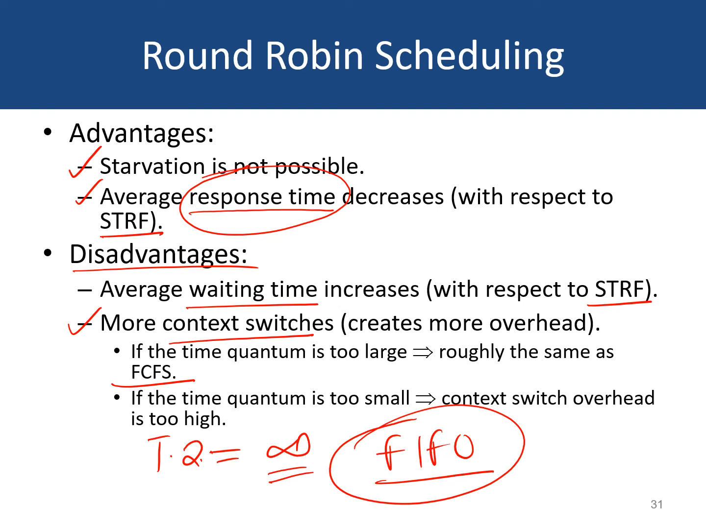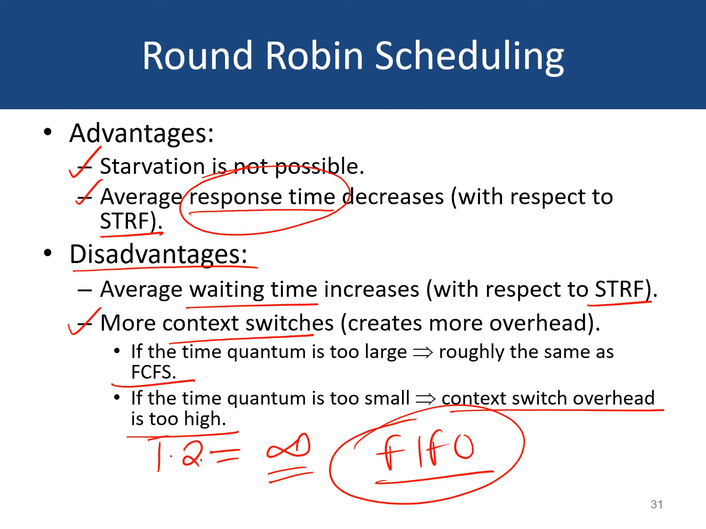On the other hand, if we choose a very small time quantum, maybe 1 millisecond or shorter, there would be a lot of context switches, because most of the processes will not be able to finish within one time quantum, which means the context switch overhead would be too high. Based on this discussion, you would note that it is important to carefully choose the size of the time quantum in the round robin scheduling algorithm.